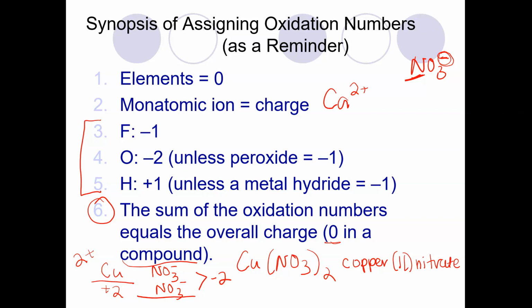So because of that, those 3 groups, there are only 3 elements that are nonmetals, which those all encompass the nonmetals, that we can guarantee we know their oxidation number: hydrogen, oxygen, and fluorine.